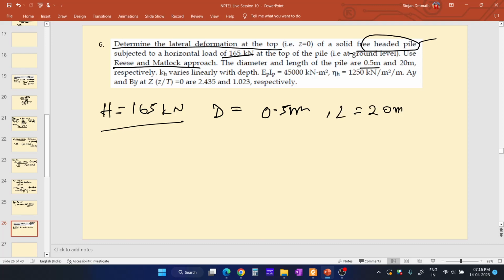K_h, that is the horizontal subgrade modulus, varies linearly with depth. In the Reese and Matlock approach, K_h varies linearly with depth. And E_p I_p is the flexural rigidity of the pile. E_p is the elasticity modulus of the pile, and I_p is the moment of inertia. EI means the flexural rigidity of the pile. So E_p I_p is how much? It is 45,000 kilonewton meter square.